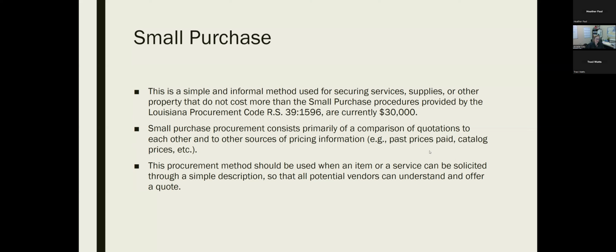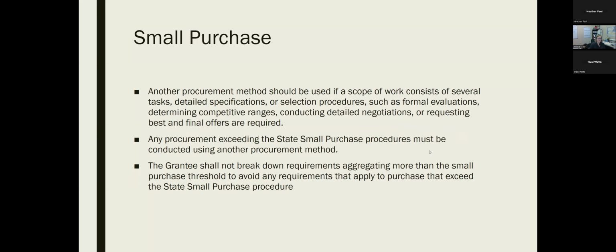They could be solicited through a simple description, and it has to be very concise so that every potential vendor can submit something that is similar. If it's too much, you have to pare it down and say, I need a widget. I want a red widget. That way you don't get blue widgets. If you need something more than just a red widget, you're going to need to put in a scope of work, which then negates the small purchase.